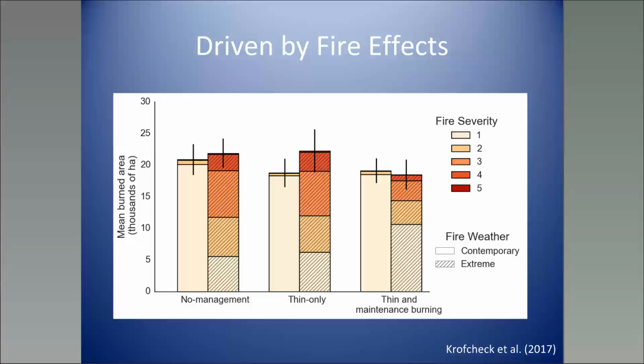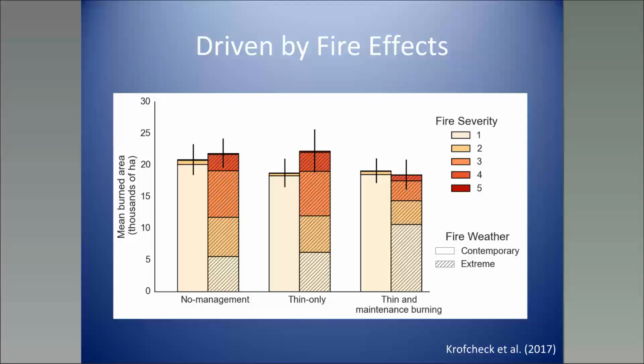And the results that we see in total ecosystem carbon are really driven by the influence of the different treatments on the distribution of fire severity types we see on the landscape. So in this figure, fire severity classes 1 and 2 are really surface fire, 3 is a mixed fire severity, and 4 and 5 have some stand-replacing fire.